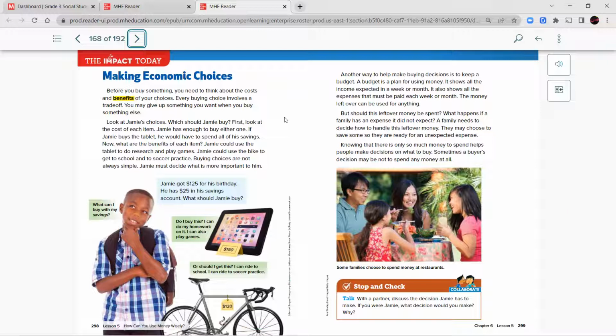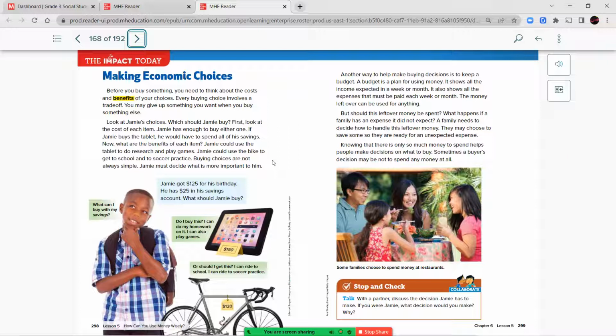First, look at the cost of each item. Jamie has enough money to buy either one. If Jamie buys the tablet, he would have to spend all of his savings. Now, what is the benefit of each item? Jamie could use the tablet to do research and play games. Jamie could use the bike to get to school and soccer practice. Buying choices are not always simple. Jamie must decide what is more important to him.